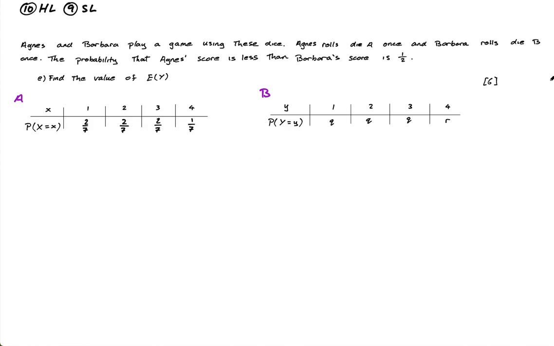Okay, part E. This is definitely the hardest part of the question and possibly the hardest part of this whole paper. Agnes and Barbara are going to play a game. Agnes (A) is going to throw her die once. Barbara (B) is going to throw her die once. The probability that Agnes's score is less than Barbara's score is a half.